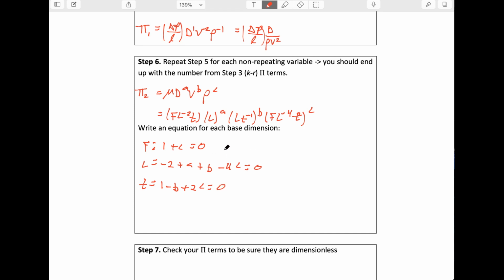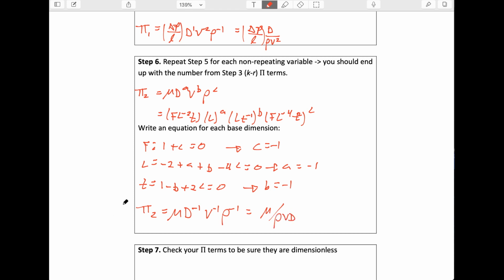So again, we solve these equations. This one tells us that c is equal to minus 1. I can take that, plug it in down here, find out that b is equal to minus 1, take those two values, sub it into this equation, and find out that a is equal to minus 1. And so that lets us write that pi 2 is equal to mu times d to the a, which is minus 1, v to the b, which is also minus 1, and rho to the c, which is minus 1. And so that lets us write this as mu over rho v d.